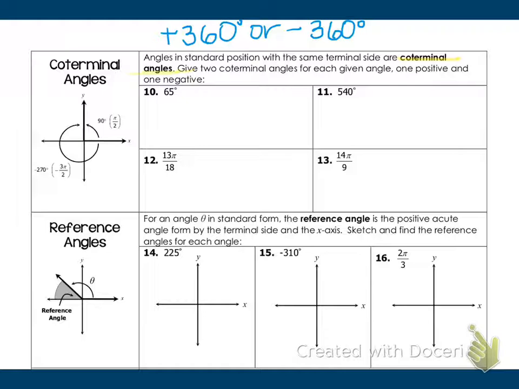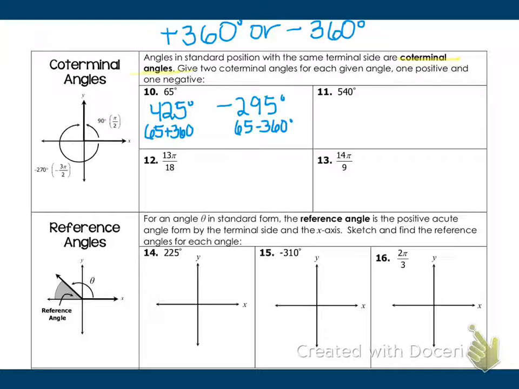So for 65 degrees in the coordinate plane, you'd end up in the exact same spot if you instead went 425 degrees. Or if you went the other way around and went negative 295 degrees, you'd end up at the exact same spot. So again, for the 425, I took 65 and I added 360. And then I took 65 and I subtracted 360 to get the negative 295.